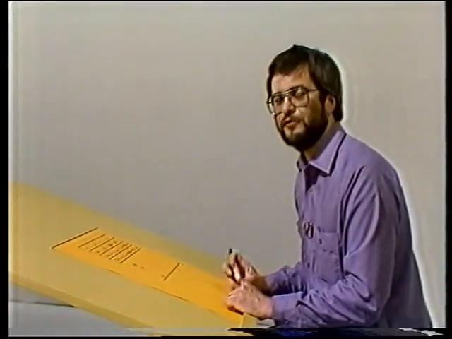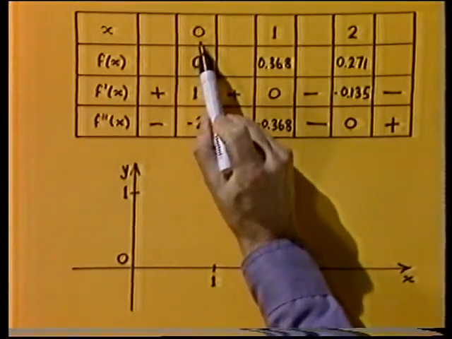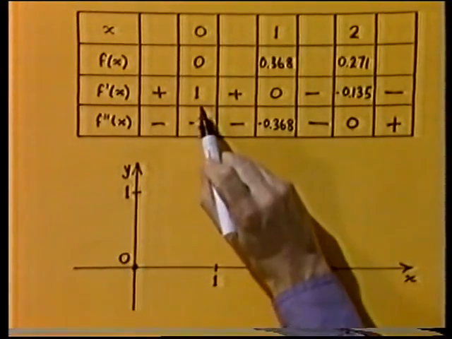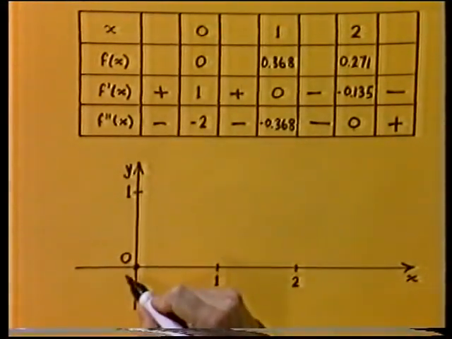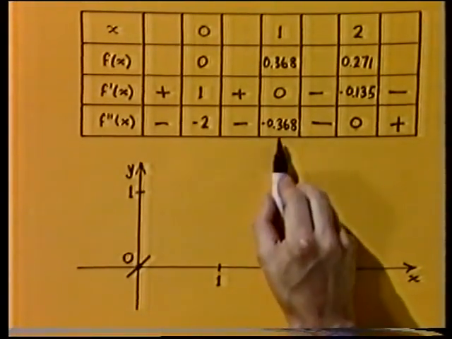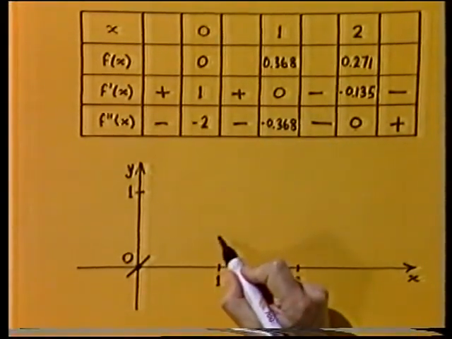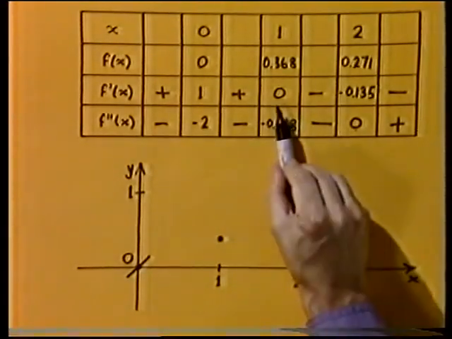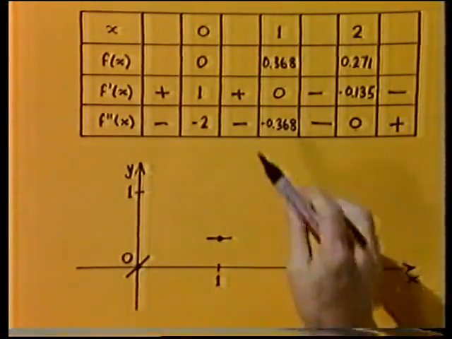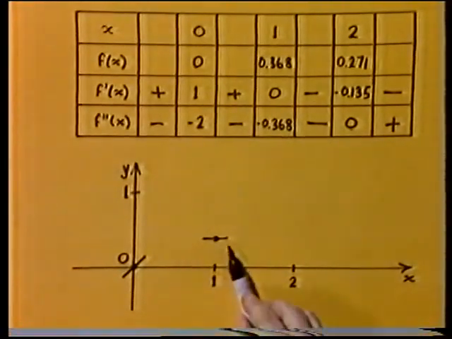And now it's just a question of using the table to help sketch the graph. When x is 0, f of x is 0. And f prime of x is 1, so I can draw in this tangent. The next important point is x equals 1. f of x is 0.368. That's about here. f prime is 0, so the tangent is horizontal. And the signs tell me that f prime goes from positive to negative. So x equals 1 must be a maximum.